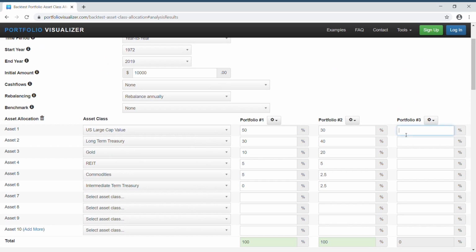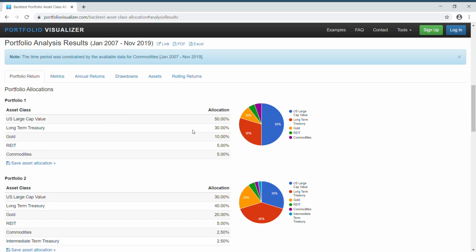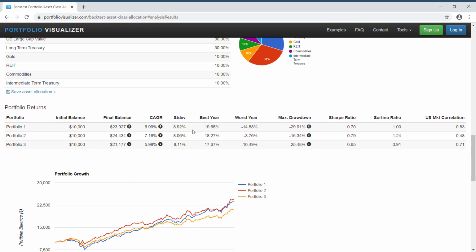So let's try another one. Let's keep it at 30. We can do 30 here. Okay, so if you look at these different portfolios, that third one actually has the lowest return and still quite a bit of downside. So I don't think I would want that portfolio.